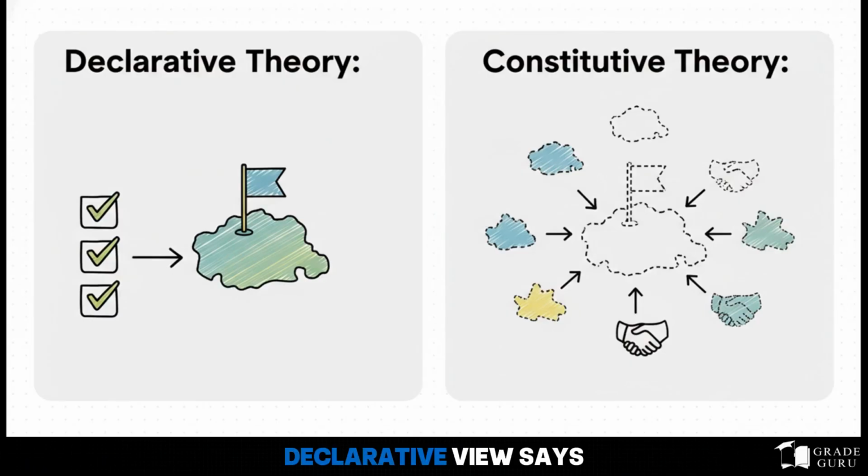In theory, the declarative view says, look, if you meet those four criteria, you're a state, end of story. But in practice, the constitutive theory often wins out. It says you're only truly a state if other states recognize you as one. I mean, without that recognition, good luck getting a seat at the UN, right?